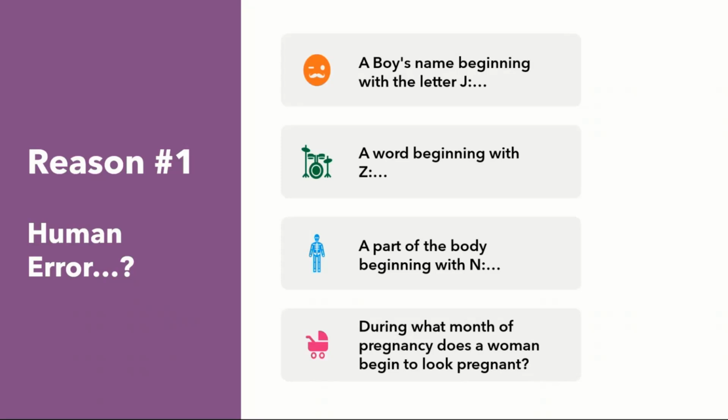And here are some, again slapstick, answers that people have had to some data quality challenges. Here we have a boy's name beginning with the letter J, and you can take a guess. We've got Gerald, could be spelt differently. A word beginning with Z, and people have come back with xylophone. Name a part of the body beginning with N. We've got the knee, the classic. And during what month of pregnancy does a woman begin to look pregnant? We've got September. A valid answer, but all spelt differently and just human error as we go along. And this is super common.